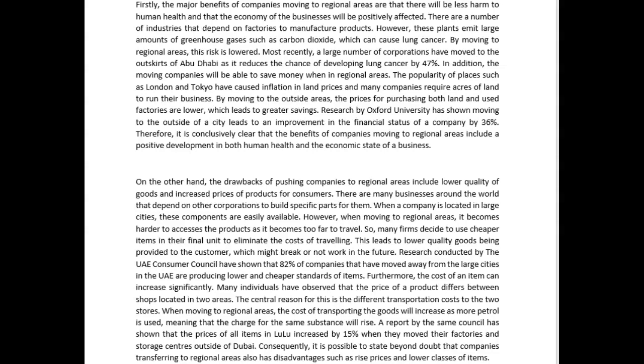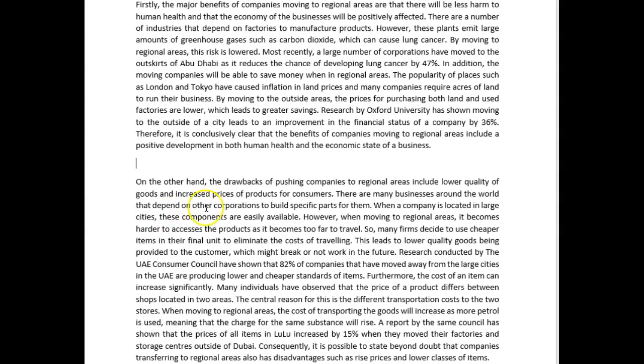Let's move on. On the other hand, the drawbacks of pushing companies to regional areas include lower quality of goods and increased prices of products for consumers. There are many businesses around the world that depend on other corporations to build specific parts for them. When a company is located in large cities, these components are easily available. However, when moving to regional areas, it becomes harder to access the products as it becomes too far to travel. So, many firms decide to use cheaper items in their final unit to eliminate the cost of traveling. This leads to lower quality goods being provided to the customer, which may break or not work in the future.